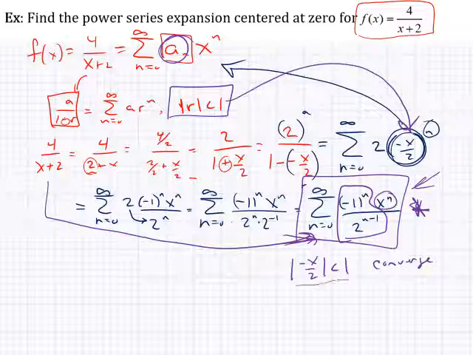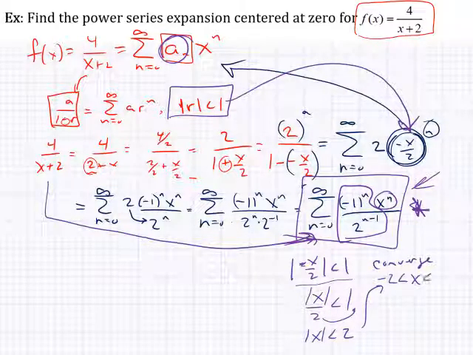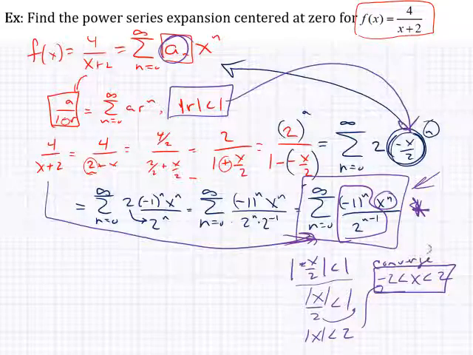So anyway, I've got to solve this inequality. The absolute value will get rid of that negative, so I have the absolute value of x over 2 is less than 1. Multiply the 2 to the other side, the absolute value of x is less than 2. Get rid of the absolute value now by making a compound inequality, a double inequality. And there are the x's for which my series will converge.